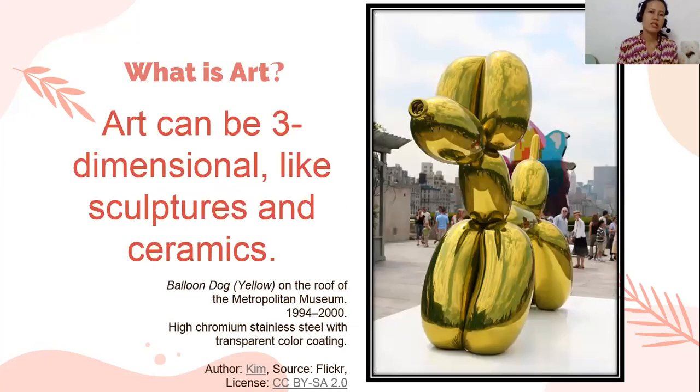And let's proceed. Art also could be three-dimensional like this. So yung mga sculptures, okay, yung mga objects na dinidesign na pwede mong mahawakan, na yung buong image niya ay makikita or pwedeng makita yung lahat ng side niya, that is three-dimensional. Example natin yung balloon dog yellow on the roof of the Metropolitan Museum. So marami naman example ng mga 3D or three-dimensional sculpture, ceramics, mga pan-display. Okay, so those are examples.